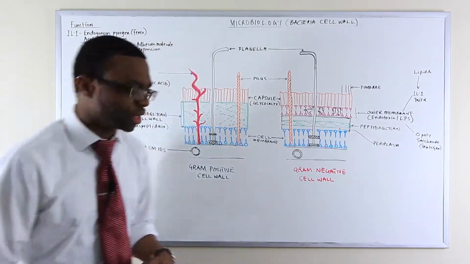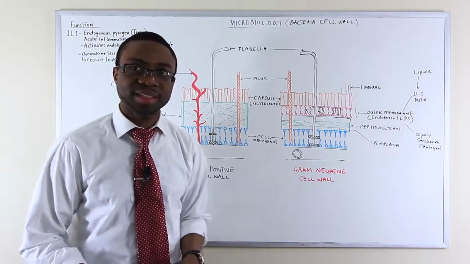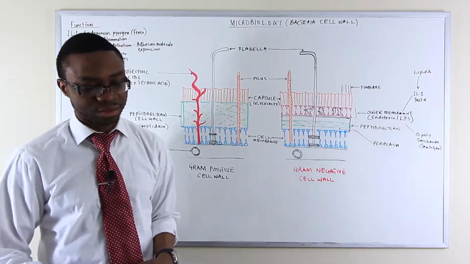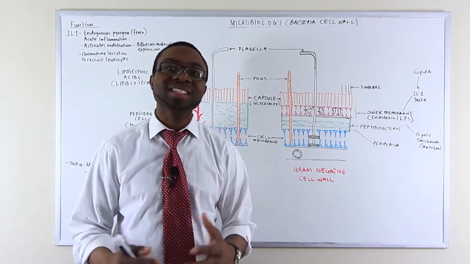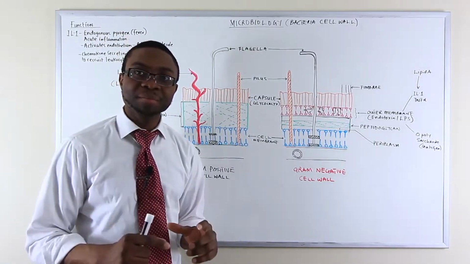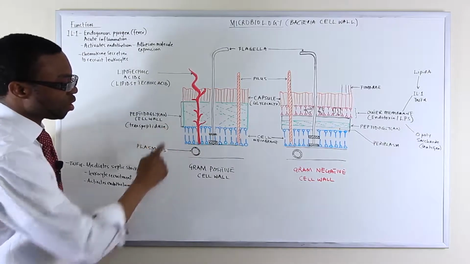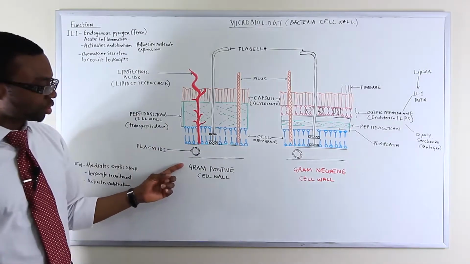So, gram-positives are different from gram-negatives, and we shall talk about the distinguishing characteristics in this lecture. So, a gram-positive bacteria has a phospholipid membrane which is accompanied by a thick cell wall. So, let's take a look at the structure.